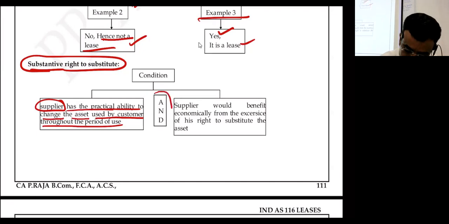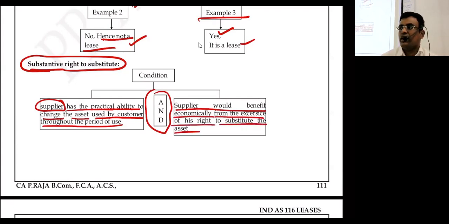And the supplier would benefit economically from the exercise of his right to substitute the assets. To substitute the assets. Are you clear? Hopefully you have not understood anything on this. Okay.